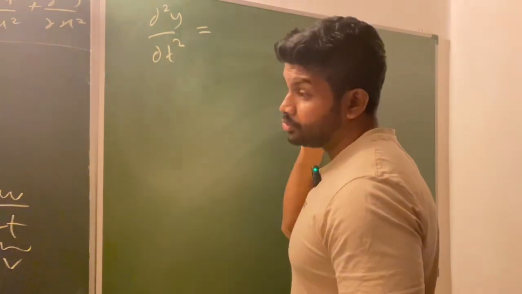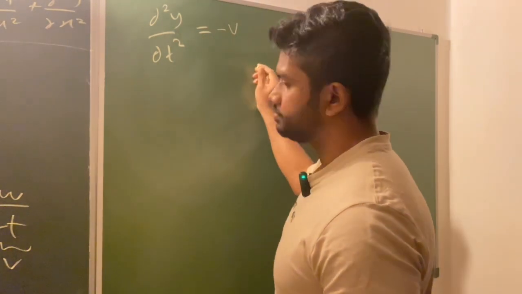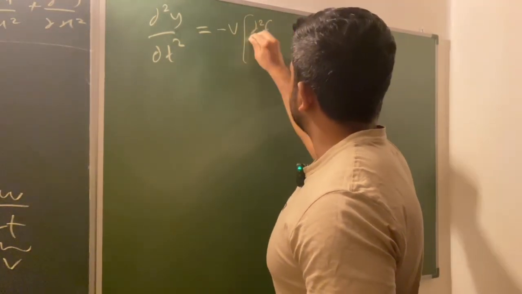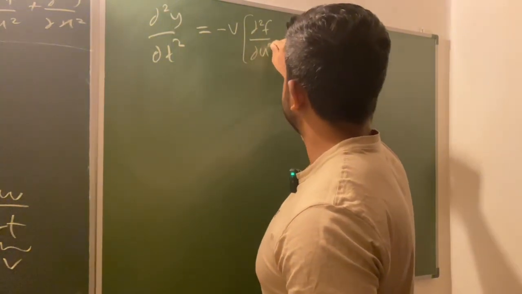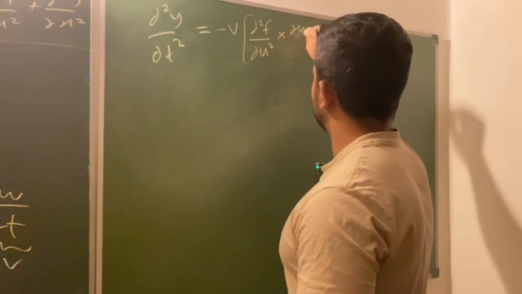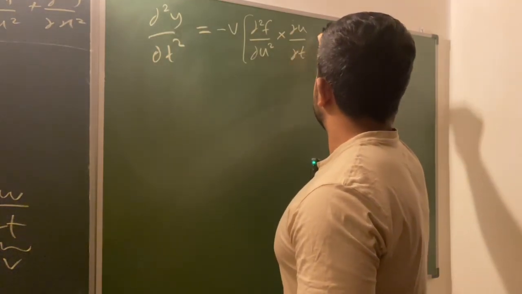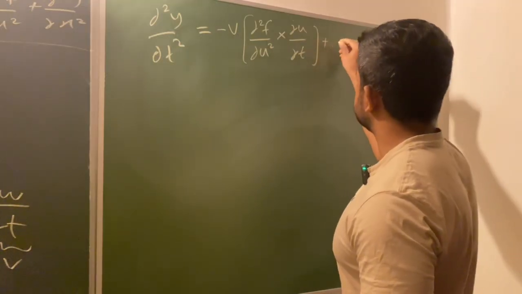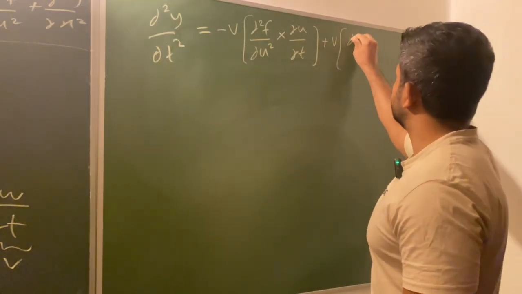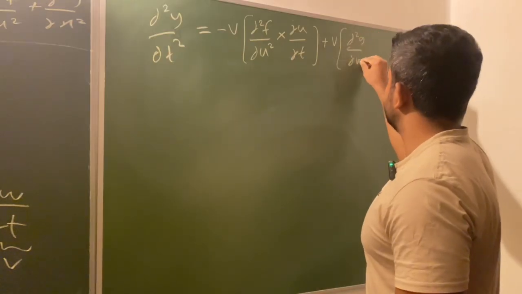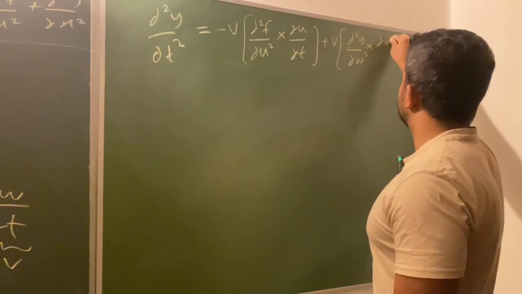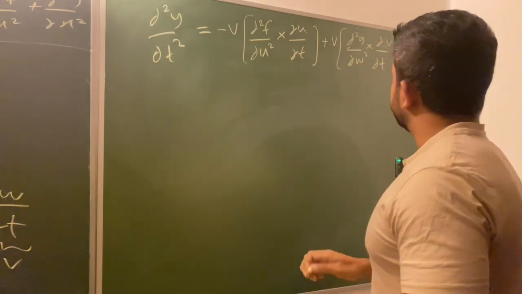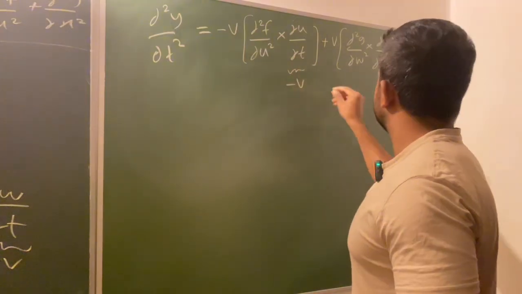It will be now equal to, we keep the minus v out of the context. And here again we have ∂²f over ∂u² times, again, ∂u over ∂t, plus, here plus v again, ∂²g over ∂w² times again ∂w over ∂t. Here not w over t, sorry. Now here again, this is minus v, this is v.